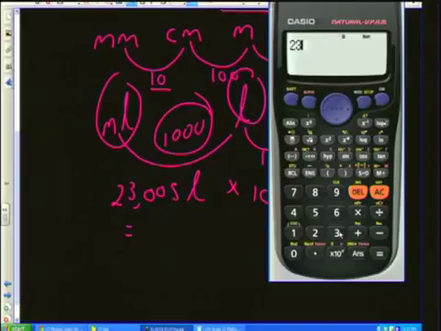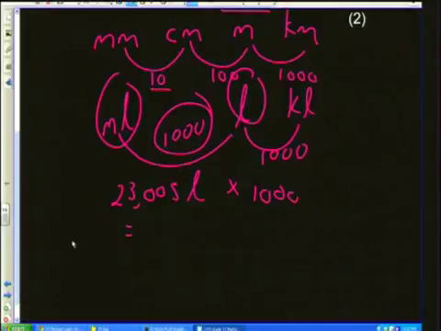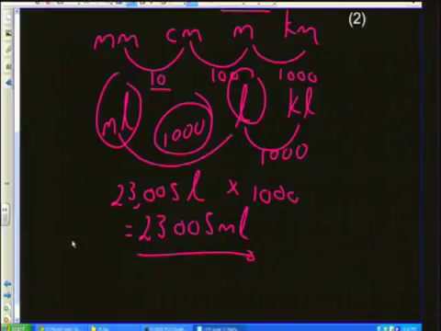We're going to say we've got 23.005. We're going to multiply that now by 1,000 equals, and my calculator is going to give it to me: 23,005 milliliters. Okay. Now I know you know how to do that, but folks, unless you've mastered that skill, there's no way you can get on to the more complicated questions that you'll find in paper 2.